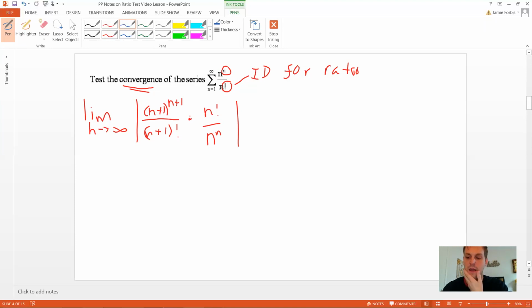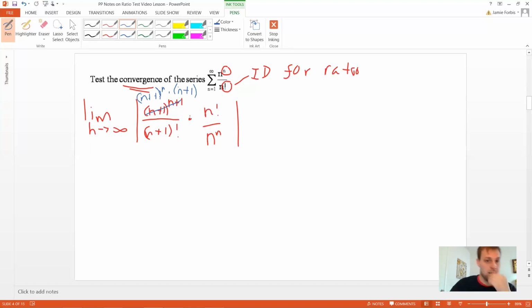Here's the good thing. If you ever see an n plus 1 power, like right here, that can be split up. Let me try to squeeze this in here. N plus 1 to the n times n plus 1, right? I just split it up like I did the last example with 3. I did n plus 1 times n plus 1. Can we see that? I know my handwriting's got awful, but there we go.